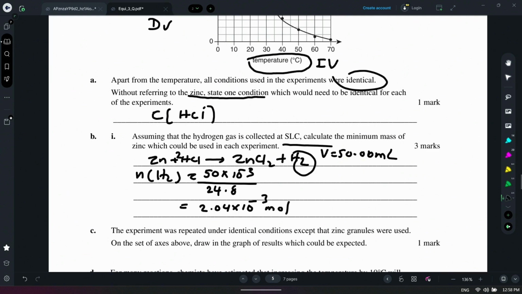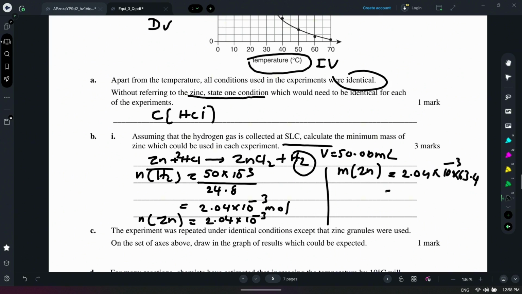Now the ratio is 1 to 1 because zinc to hydrogen is 1 to 1. Therefore, the number of moles of zinc is 2.04 times 10 to the power minus 3, but the question is asking for mass. So the mass of zinc is 2.04 times 10 to the power minus 3 times 63.5, the molar mass. You should be getting 0.133 grams.